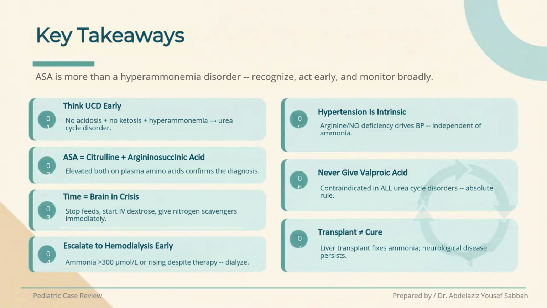Fifth, hypertension is intrinsic, driven by arginine and nitric oxide deficiency. Sixth, never give valproic acid in any urea cycle disorder. And seventh, liver transplant is not a cure because neurological disease persists.